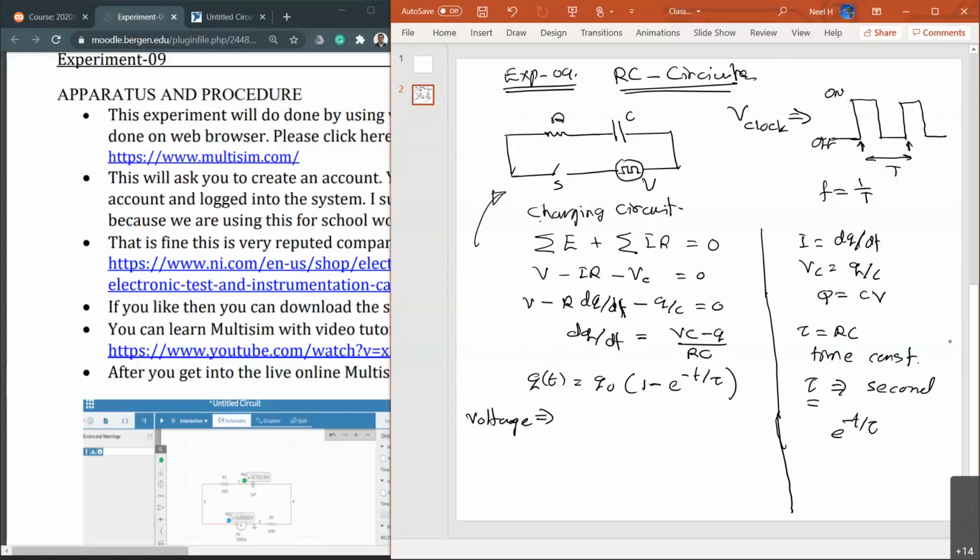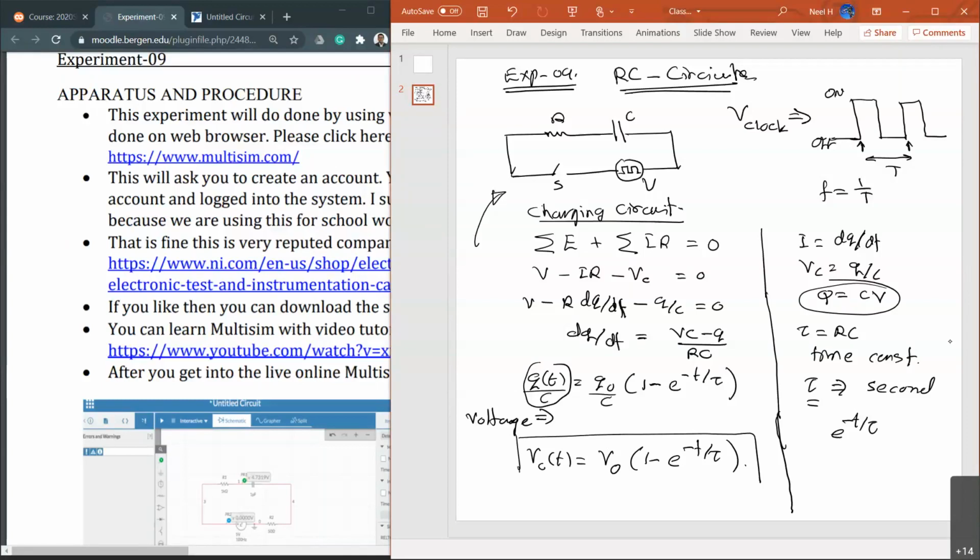If I want to get the voltage, all we have to do is divide this whole equation by C, and then you can convert the equation into V, because Q over C is equal to voltage. The voltage across the capacitor as a function of time equals the maximum possible voltage times 1 minus exponential of minus t over tau. Now this tells you, if you switch on this circuit, the voltage will not automatically jump to a maximum point. It actually slowly increases to a certain maximum point, right?